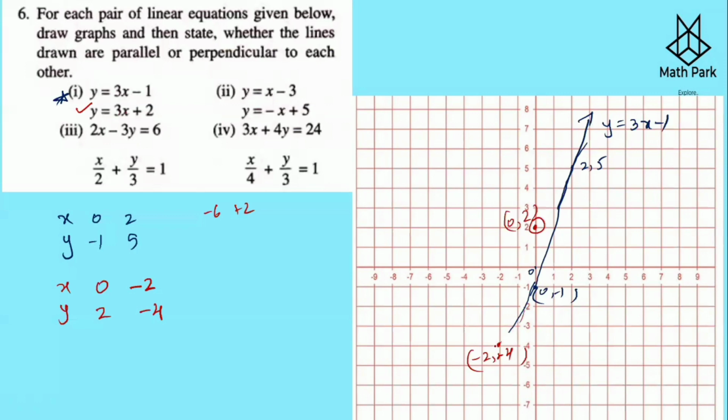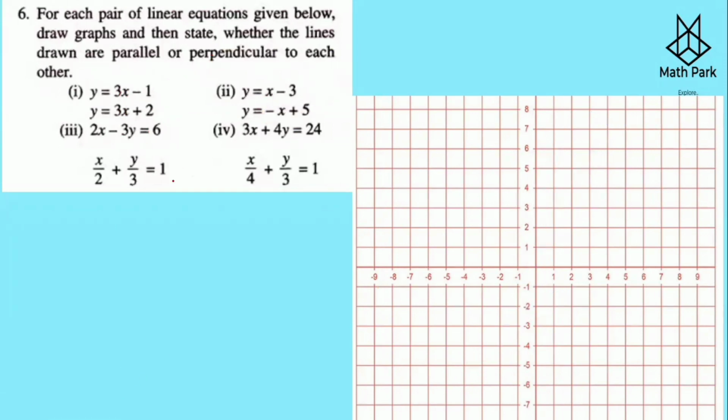When you draw these lines, you will see that these two lines are parallel. See, I'm not using a ruler, but you will find that when you are doing it in your graph, you will always find these two lines are parallel. So this line is y is equal to 3x plus 2. So what we observe here: when the slope is the same, the lines are parallel. Let us do the second one.